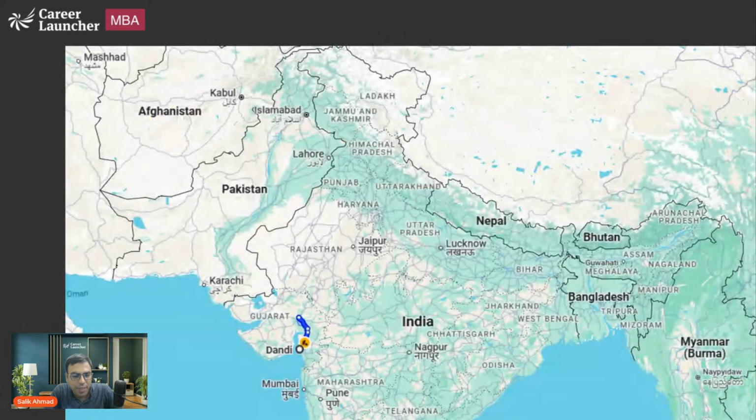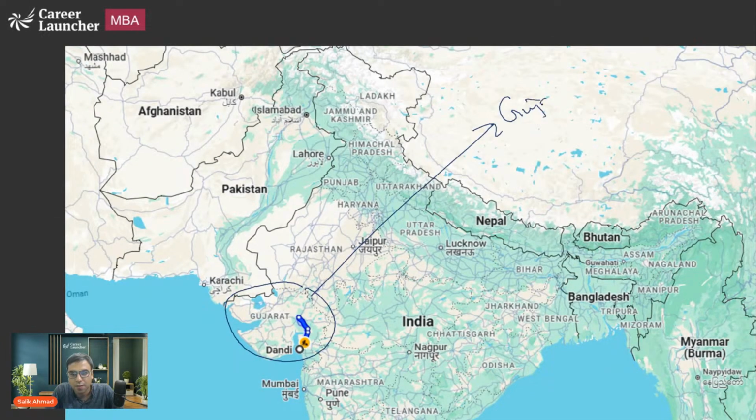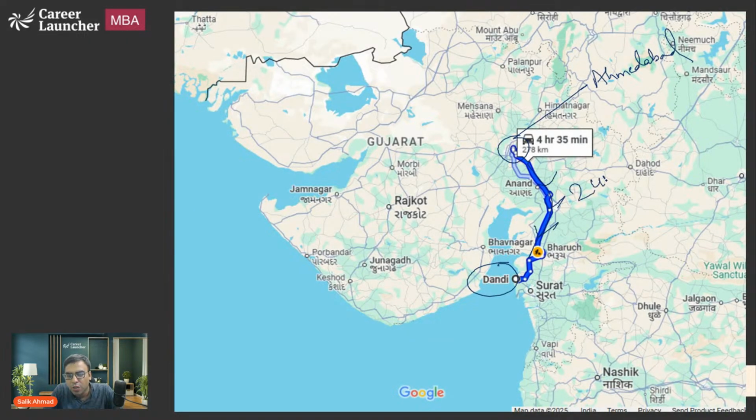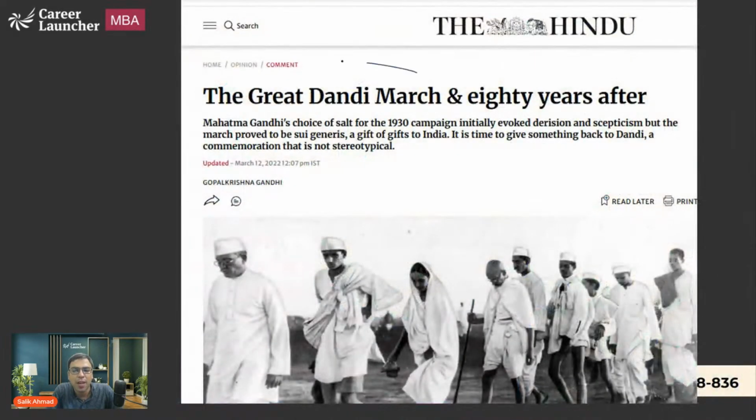Okay, so you can see. Let me show. See, this is the state of Gujarat. If I zoom in further, this is Gujarat and this is Ahmedabad. This is Dandi. So he walked. This is roughly around 240 miles. So he walked 240 miles for 24 days, and he reached Dandi. So, the great Dandi March.